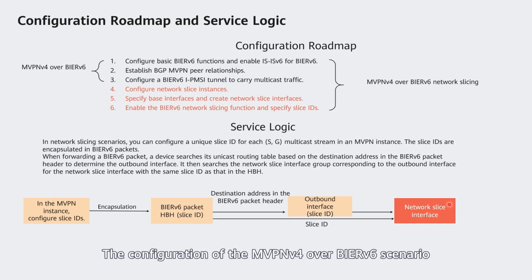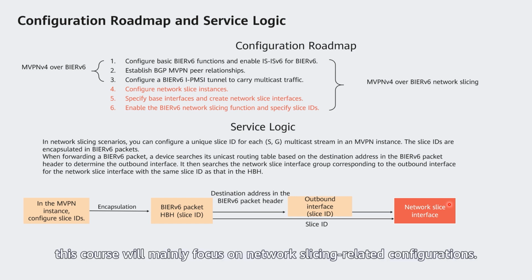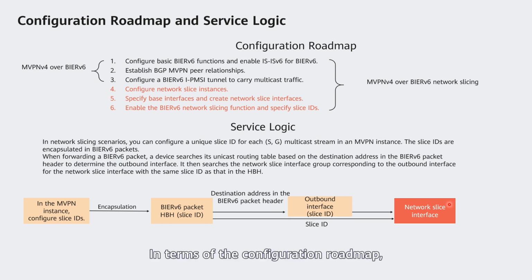The configuration of MVPNv4 over BIERv6 scenario has been described in other courses, so we will not talk about it in this course. Instead, this course will mainly focus on network slicing-related configurations. In terms of the configuration roadmap, there are 3 steps to deploy network slicing on the basis of MVPNv4 over BIERv6. In terms of service logic, in network slicing scenarios, you can configure a unique slice ID for each SG multicast stream in an MVPN instance. The slice IDs are encapsulated in BIERv6 packets.